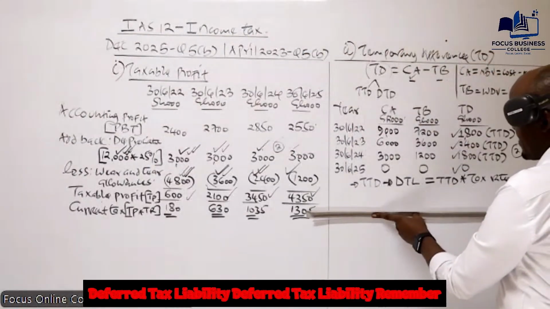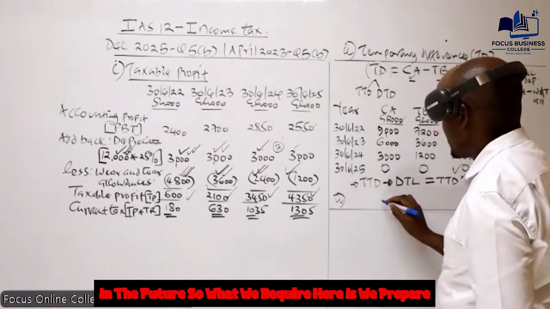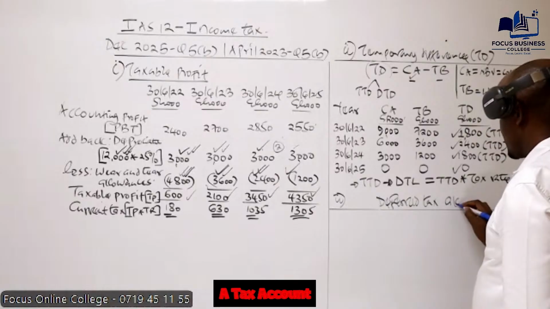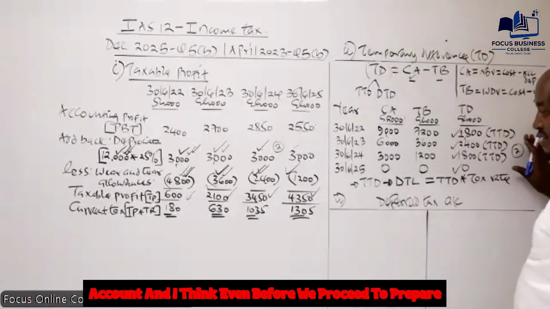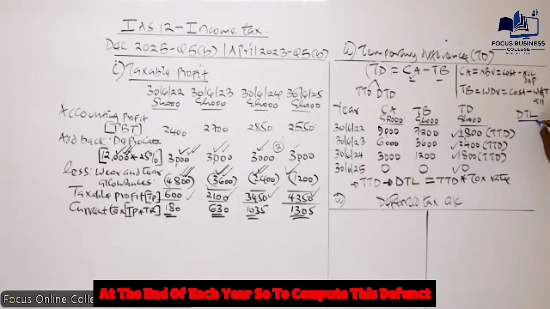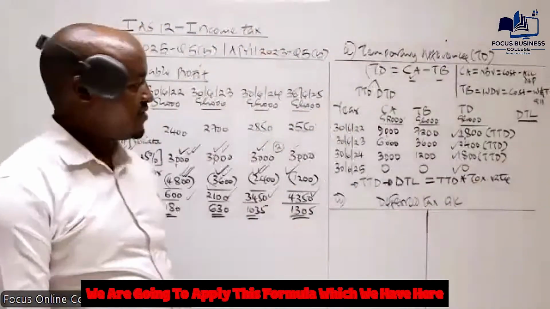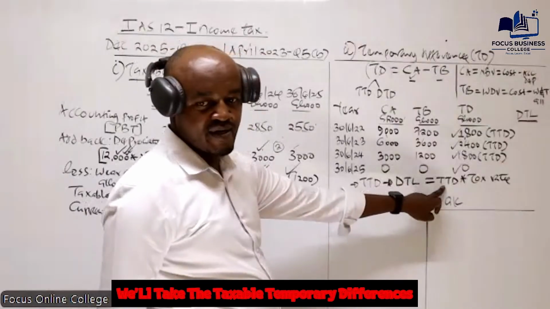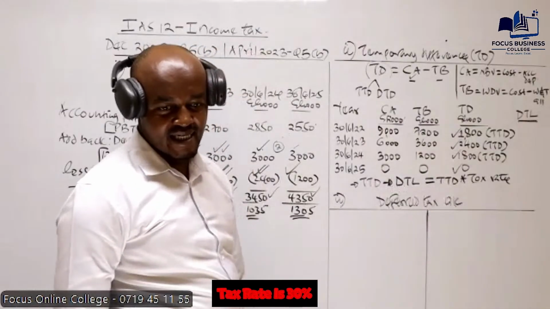Deferred tax liability, remember, these are taxes to be payable by the company in the future. So what we are required here is to prepare the deferred tax account. Even before we proceed to prepare this account, we can compute the deferred tax liability at the end of each year. To compute it, we apply this formula: we take the taxable temporary differences, and we multiply that with the tax rate. Remember, tax rate is 30%.